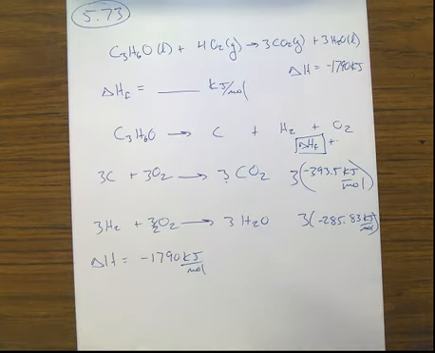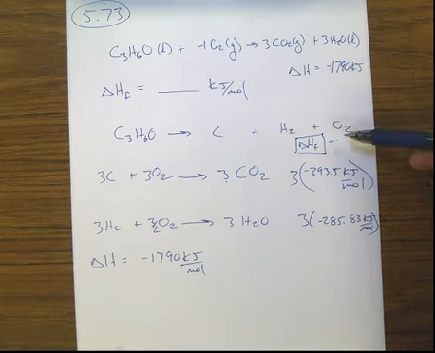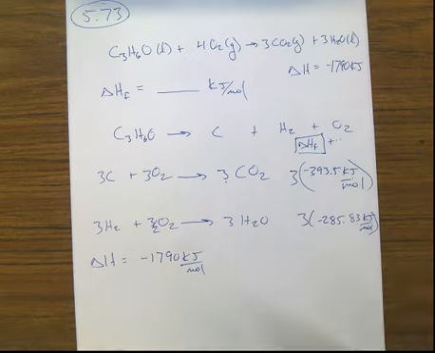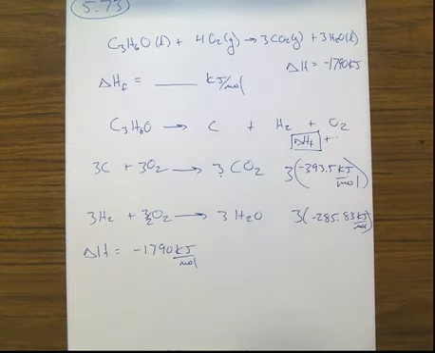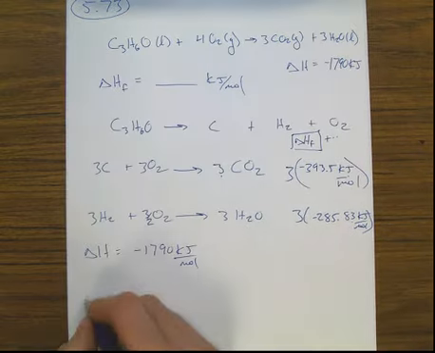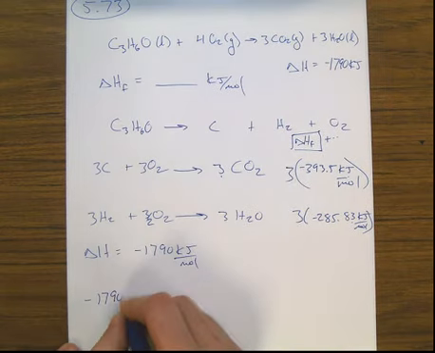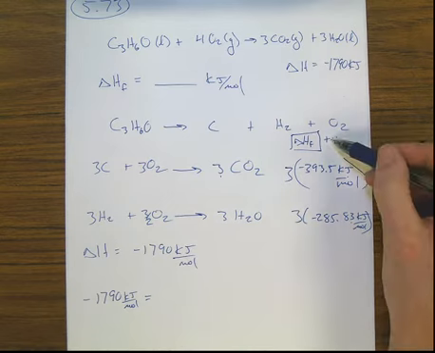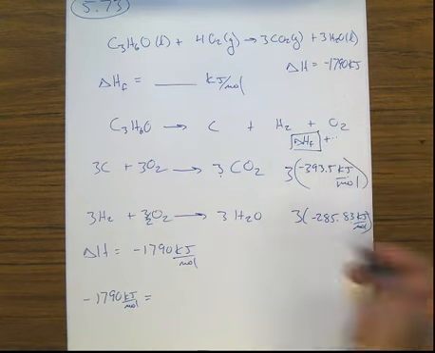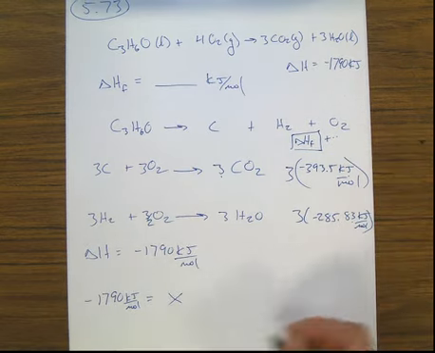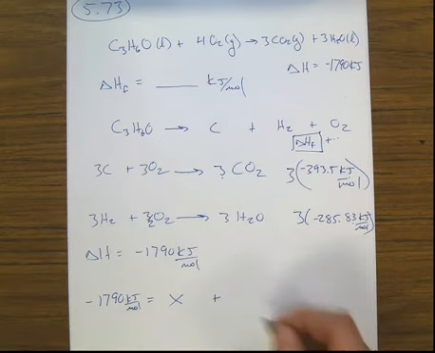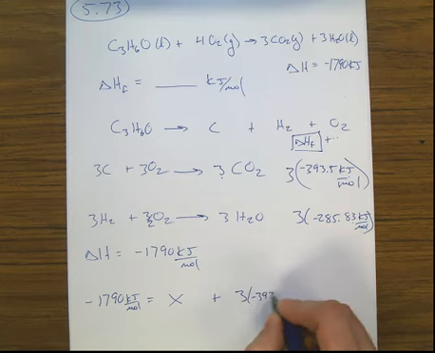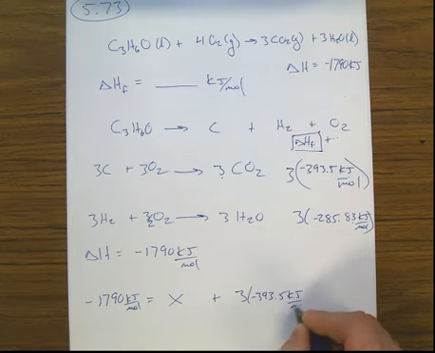Okay, so let's keep this in our mind. We know it's this reaction plus this reaction plus this reaction will give us this reaction. I can set that up as an algebraic equation. Watch how I do it. Negative 1790 kilojoules per mole is going to be equal to whatever this is, and I don't know what it is, so I'm just going to leave it as an unknown variable x, plus this, which is 3 times negative 393.5 kilojoules per mole.